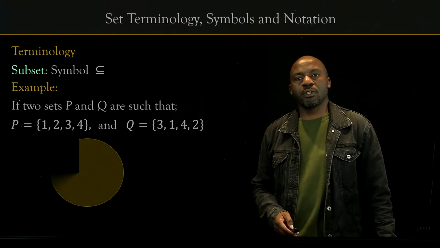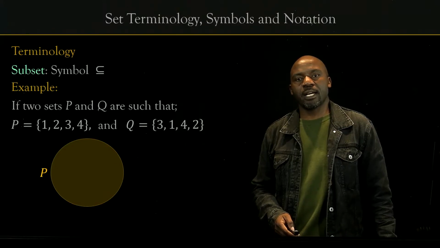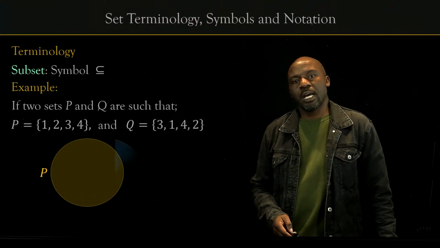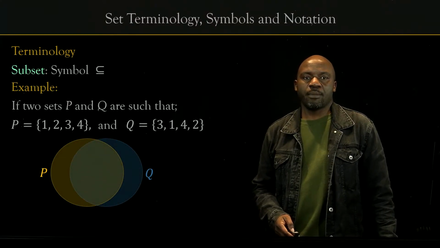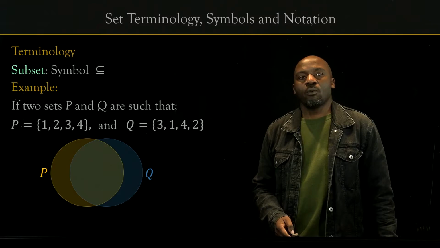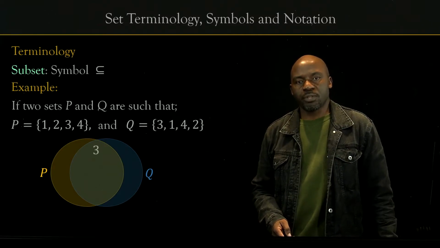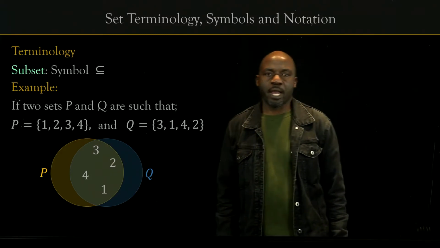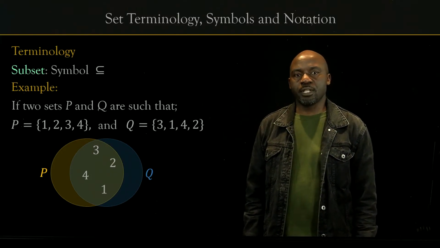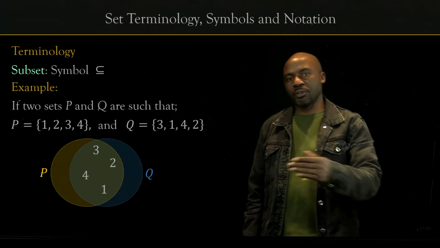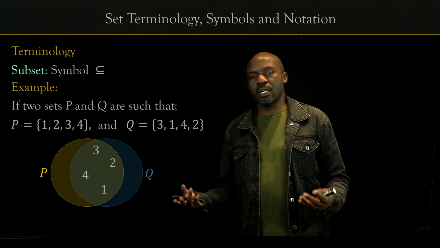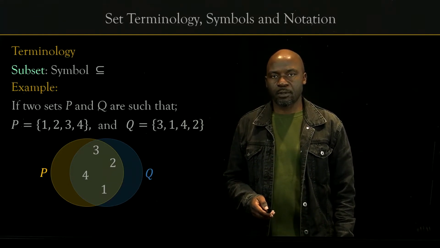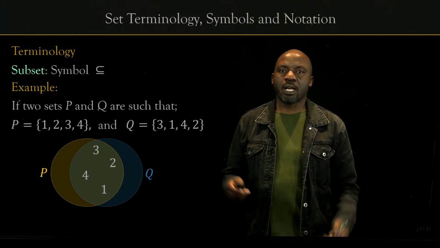All right, we can show this in what we refer to as a Venn diagram like that. So if P represents all the elements 1, 2, 3, 4, and Q also represents the elements 1, 2, 3, 4, then 1, 2, 3, 4 must be in both sets, and this is how we represent that. So if we have this scenario where all elements in P are also in Q, and all elements in Q are also in P, then we say that P is a subset of Q and Q is a subset of P equally.